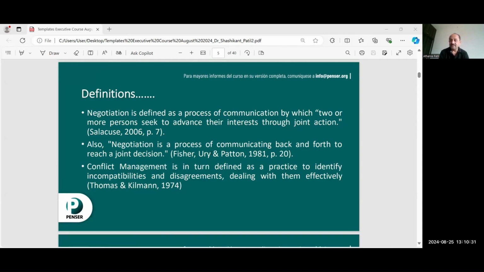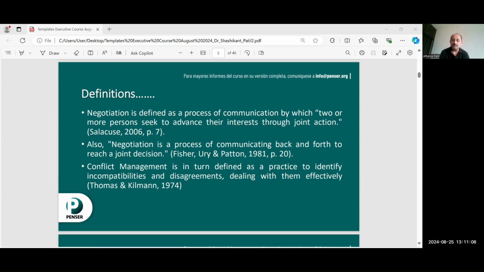Our topic is negotiation and conflict resolution, and here my subtopic is global assessment evaluation techniques and performance management systems. Let us get acquainted with what negotiation is. Negotiation is defined as a process, a mechanism, a procedure of communication by which two or more persons seek to advance their interests through joint action. It is a joint venture. It is a joint or group action.